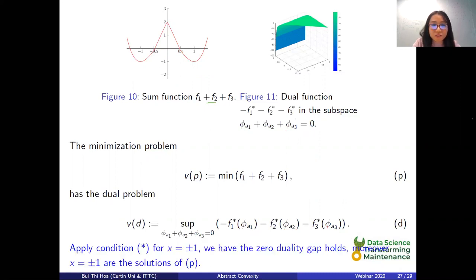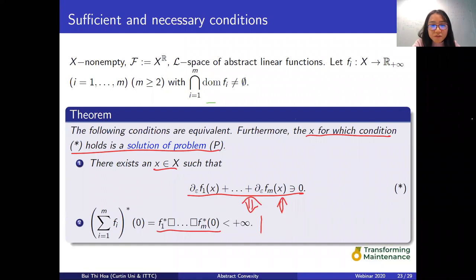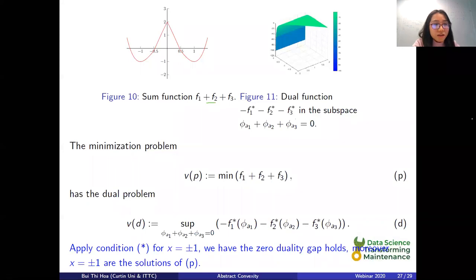Okay, so how do we check? I will employ one of the many conditions I have. So I check these conditions here. I found a point x so that 0 belongs to the sum of the subdifferentials. That x here is 1 and minus 1. And then it implies that 1 and minus 1 are the solution of the primal minimization problem as well.